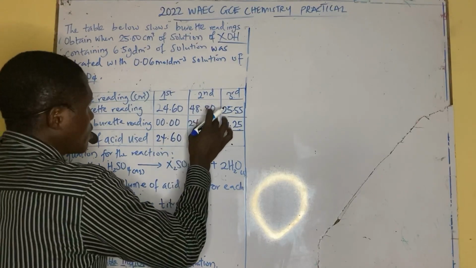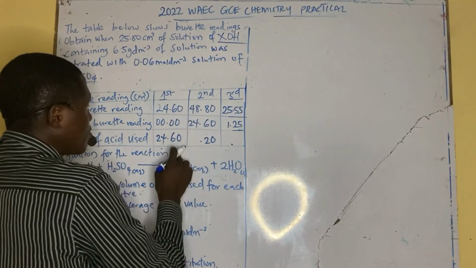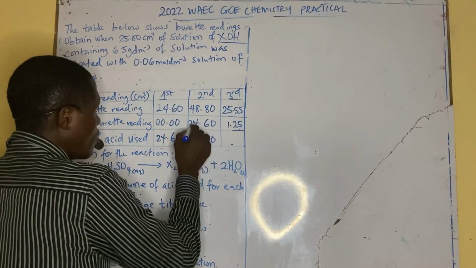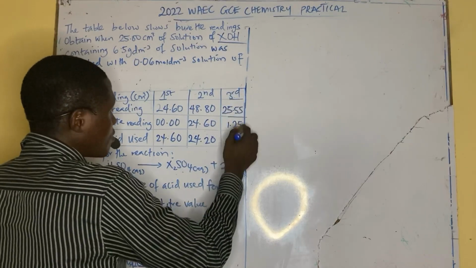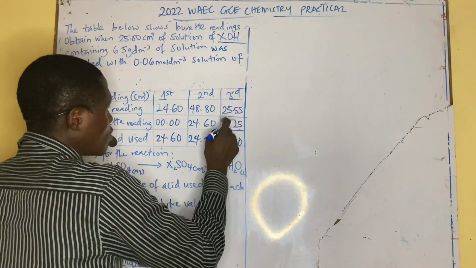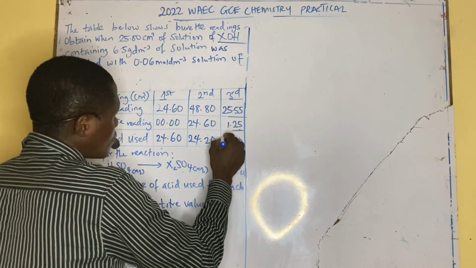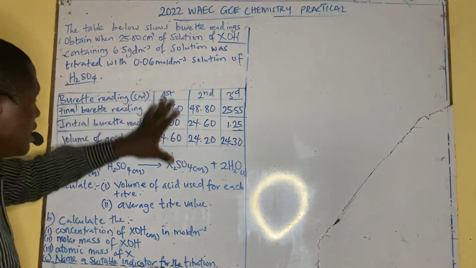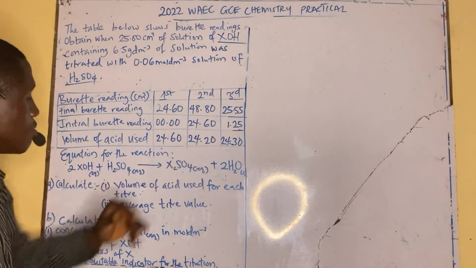The second titer is what? 0 minus 0, we have 0. 8 minus 6, we have 2. Then 48 minus 24, we have 8 minus 4 is 4, 4 minus 2 is 2. And the last one: 5 minus 5, we have 0. 5 minus 2, we have 3. 5 minus 1, we have 4. And then we have 2 again. So that's the volume of acid used in each titer. So we have 24.60, 24.20, and 24.30.